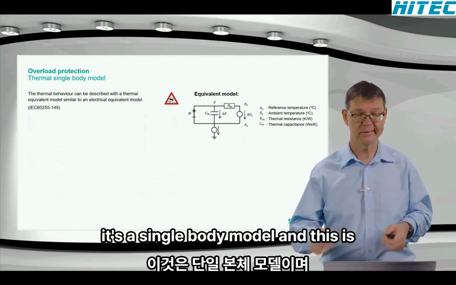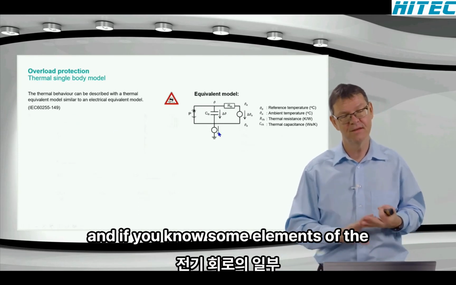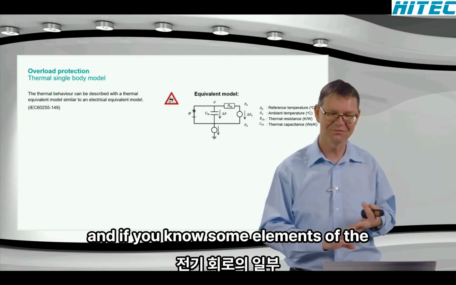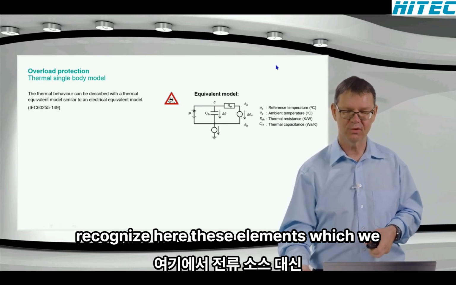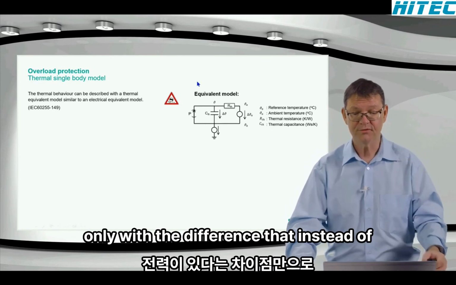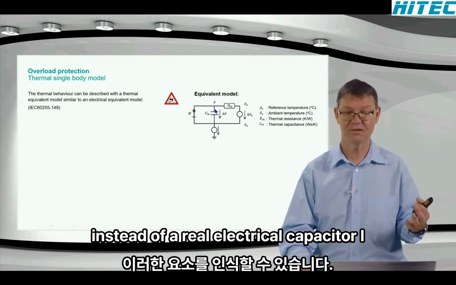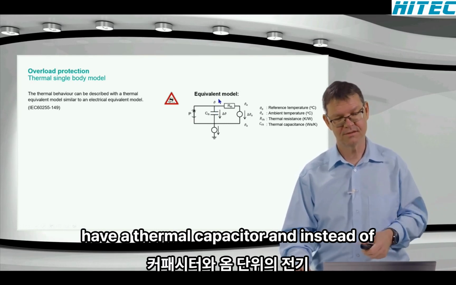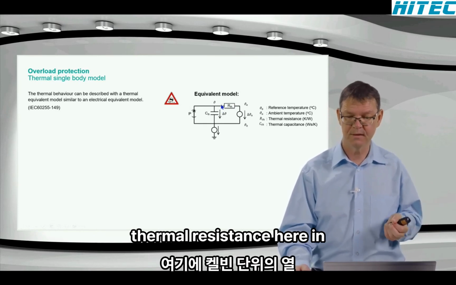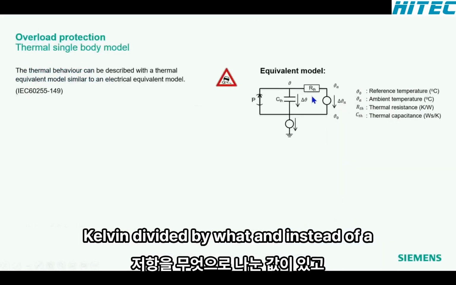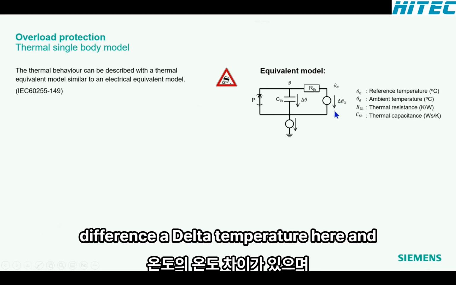It's a single body model, and this is also described here in an IEC standard, which you see on the left-hand side. And if you know some elements of electrical circuits, then you will recognize here these elements, which we have also for the thermal model. Only with the difference that instead of a current source, I have here a power source, instead of a real electrical capacitor, I have a thermal capacitor, and instead of an electrical resistor in ohm, I have a thermal resistance here in Kelvin divided by watt. And instead of a voltage source, I have a temperature difference, a delta temperature here.